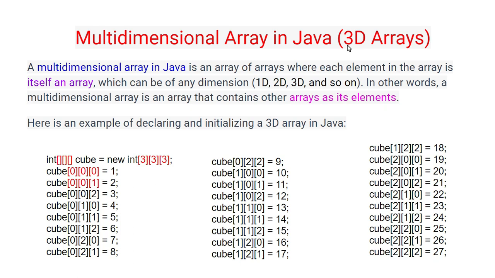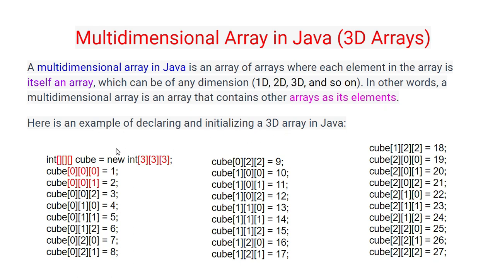So a 3D array is nothing but a multi-dimensional array, we can say. A multi-dimensional array in Java is an array of arrays. That means each element in the array is itself an array, which can be any dimension, maybe 2D, maybe 3D, or maybe 4D, and so on. In other words, a multi-dimensional array is an array that contains other arrays as its elements. Here is an example of declaring and initializing a 3D array in Java.